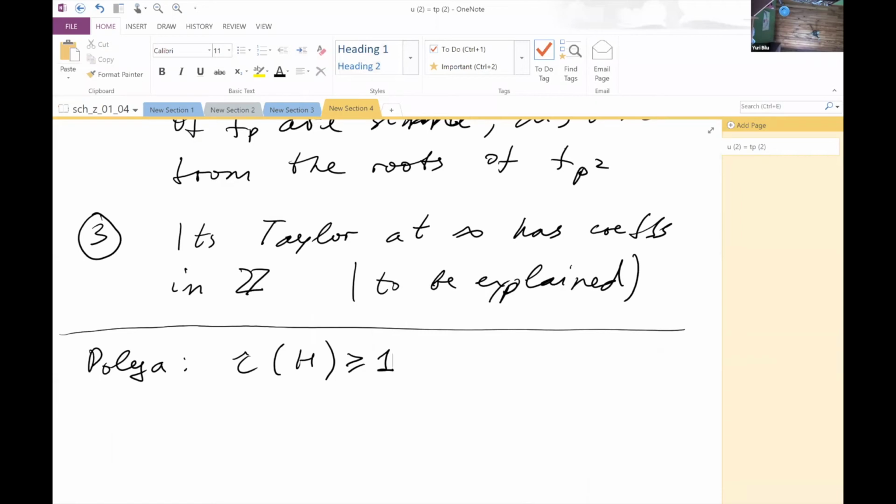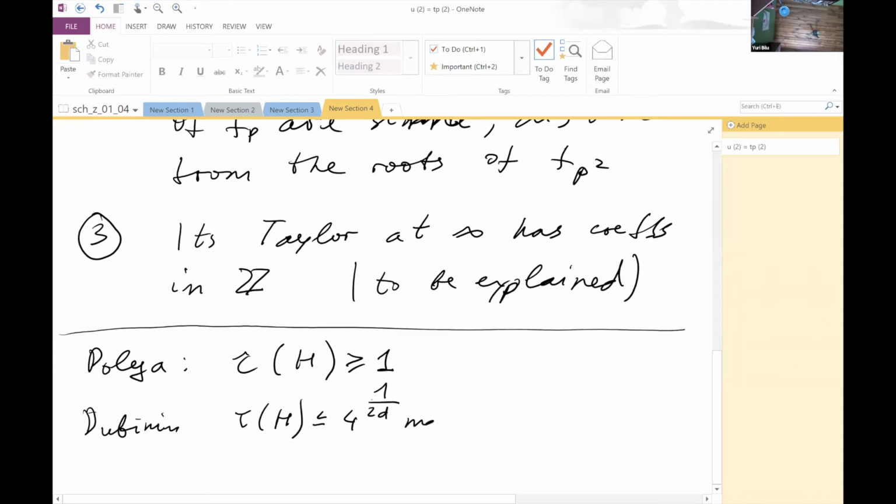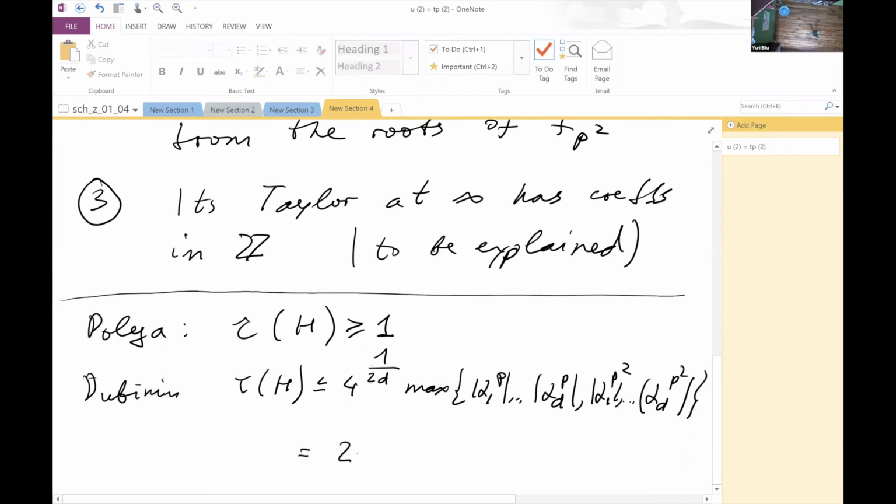And Dubinin implies that the transfinite diameter is bounded by, well, what is n here, 2d, and the maximum of all these guys, alpha 1 p, alpha d p, alpha 1 p squared, alpha d p squared, which is exactly what? The house of alpha raised to power p squared.